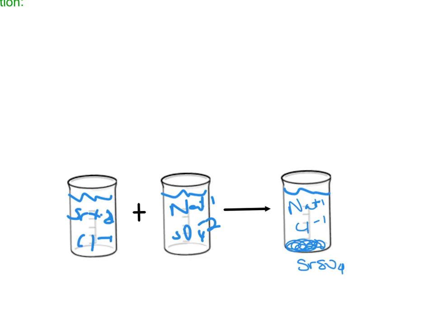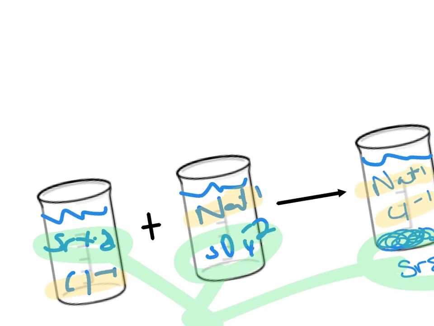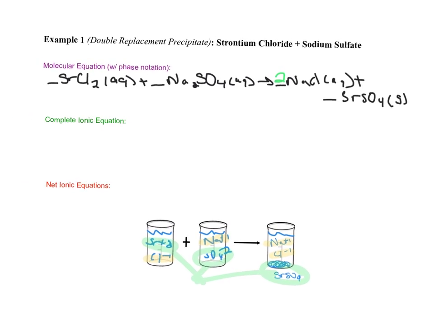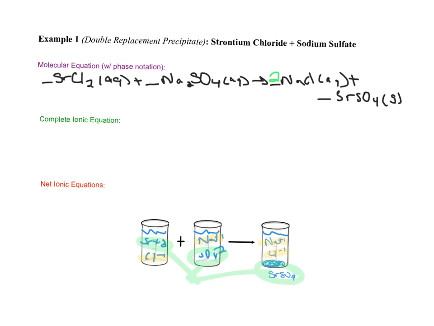If you look, our sodium ions started as aqueous and they ended as aqueous. Same thing with our chlorine, right? There's an ion there, it's an ion there. Those didn't change, but what changed was our strontium ion and our sulfate ions coming together to form a solid. So the net ionic is what is green here, right? That's showing what changed. The easier way to do this besides drawing beakers is to break apart everything.